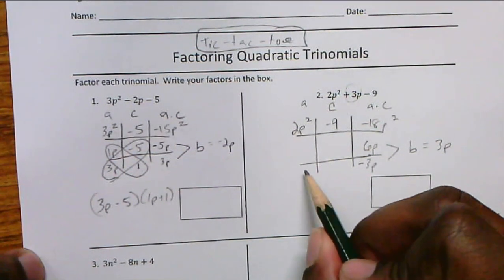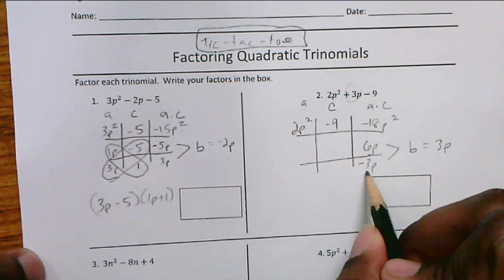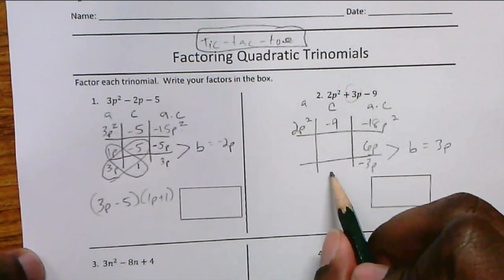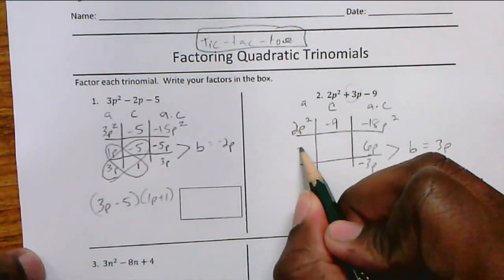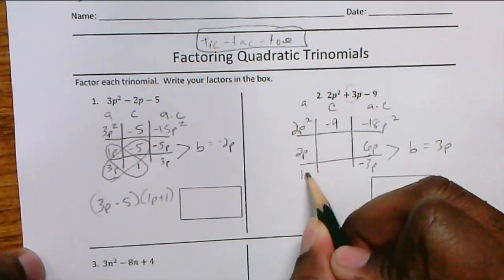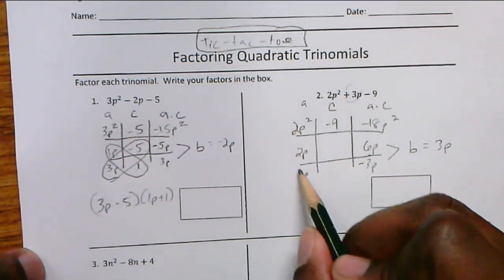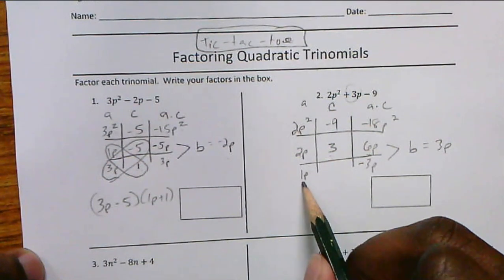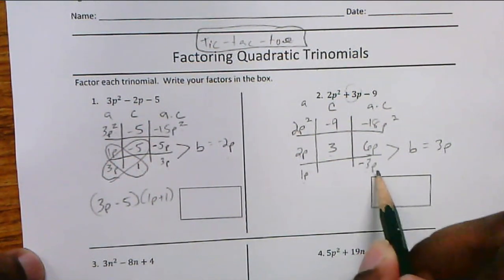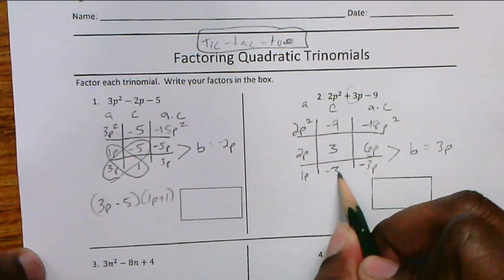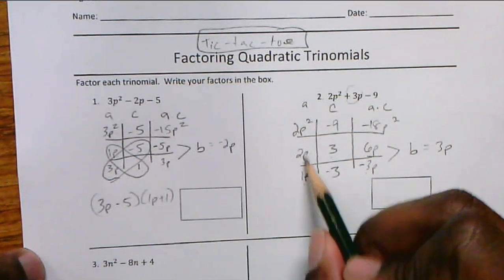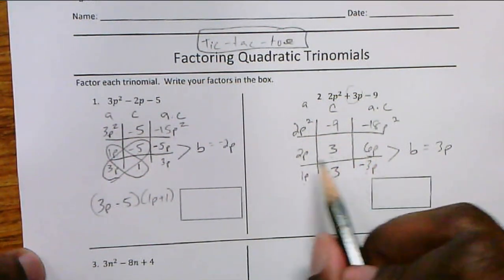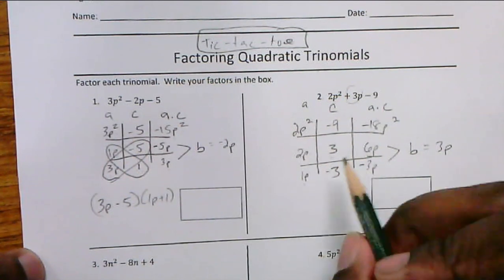So I wouldn't put my 2 here, because I've got to eventually multiply it across to be this 3, and 2 times no whole number is going to give you the 3. So I'm going to put 2p in this box, and 1p in this box. So you ask yourself, 2p times what gives you 6p? Well, that's 3. And then 1p times what will give you -3p? Well, that's -3. So if you check it through, everything multiplies upwards correctly, everything multiplies across correctly.